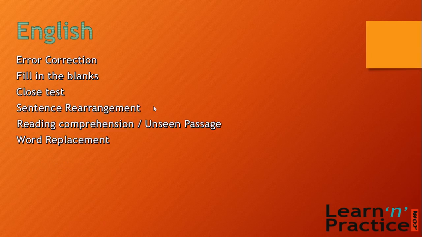Then word replacement. Some sentences were given, and in them some words were highlighted. We had to replace those words with the appropriate alternate word from the given options. In this section also, total 5 to 6 questions were there. And the unseen passage was related to startups.